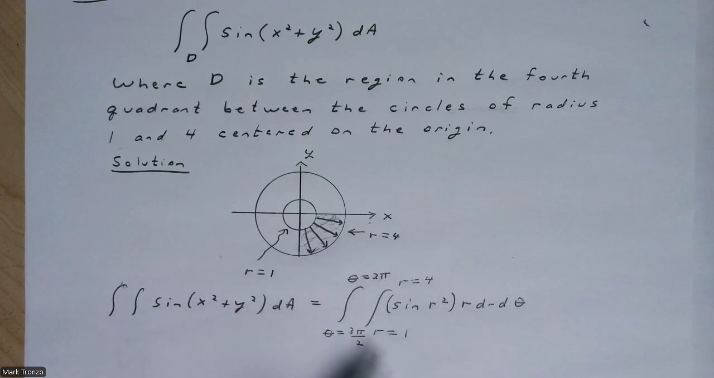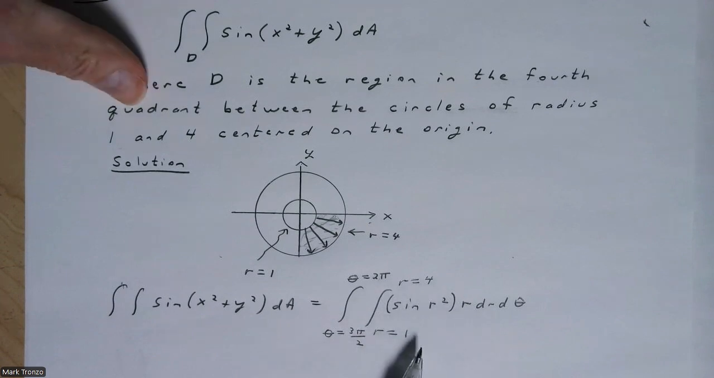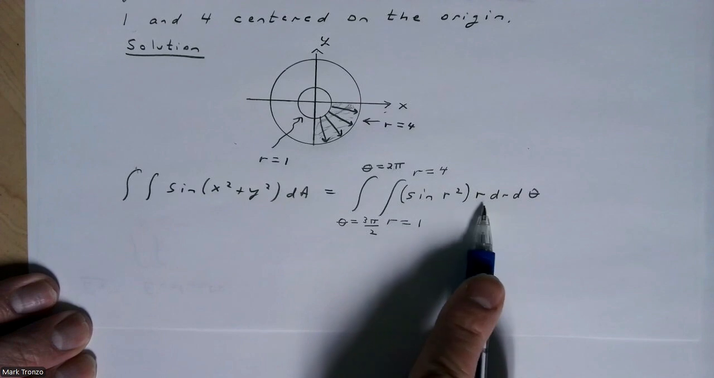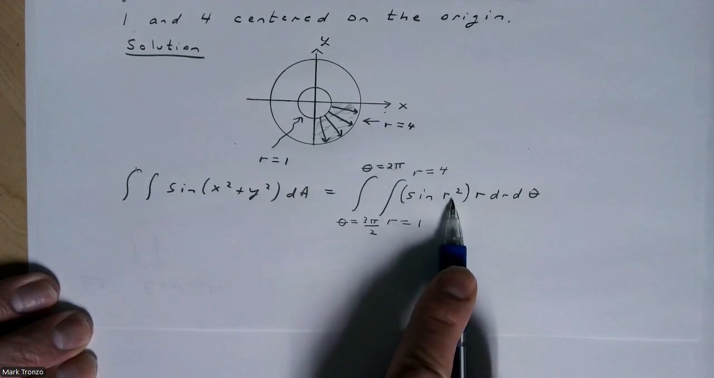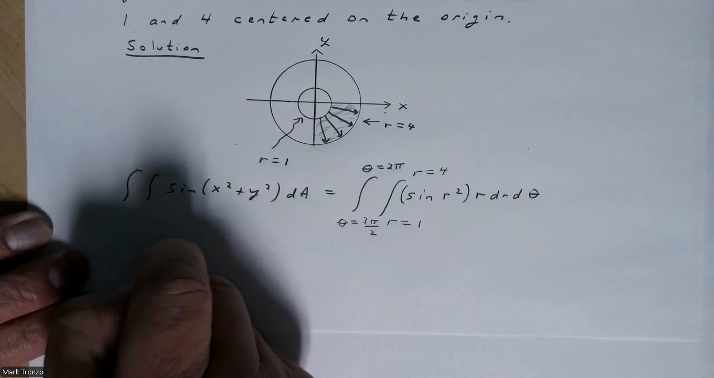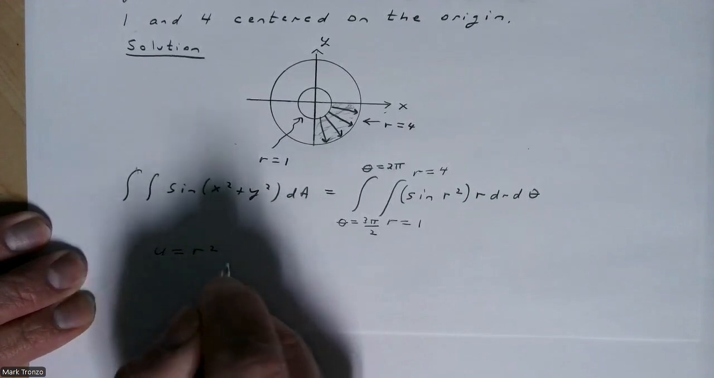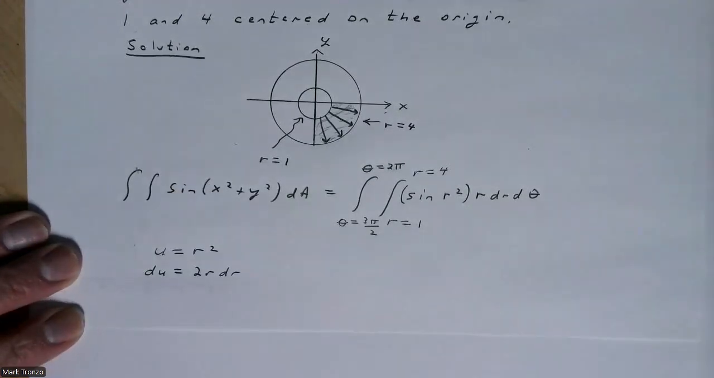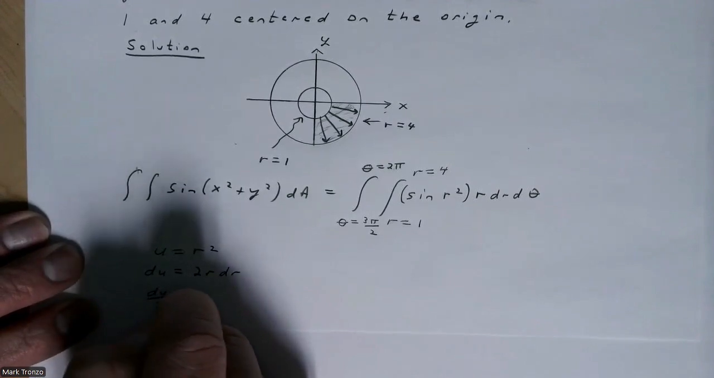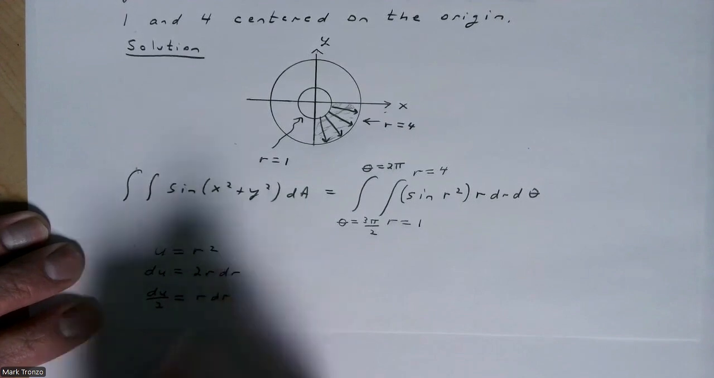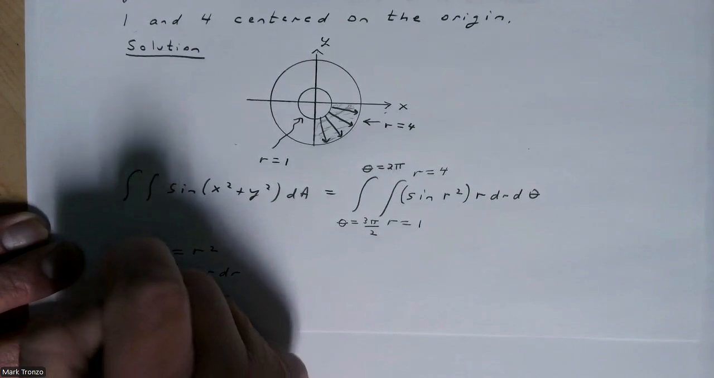Now, if you just want to learn how to set them up, you could stop here. But if we want to go ahead and evaluate this, it's going to require u substitution. Because remember, you use u substitution if something outside your function looks like a derivative of something inside the function. So the derivative of r squared is going to be 2r, which looks something like this. So if we use u substitution, we'll set u equal to r squared, and then that'll give us du equal to 2r dr, and then du over 2 is equal to r dr, like this. So we can make these for our u substitutions.